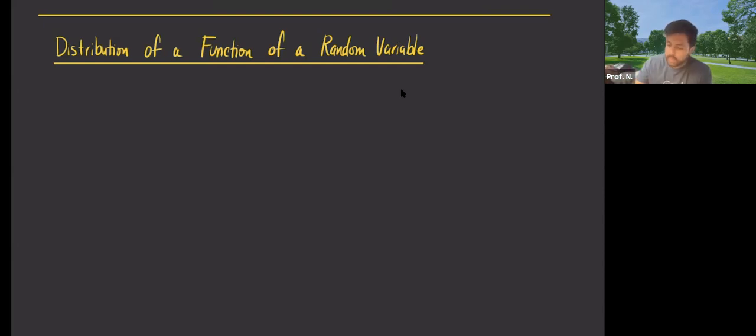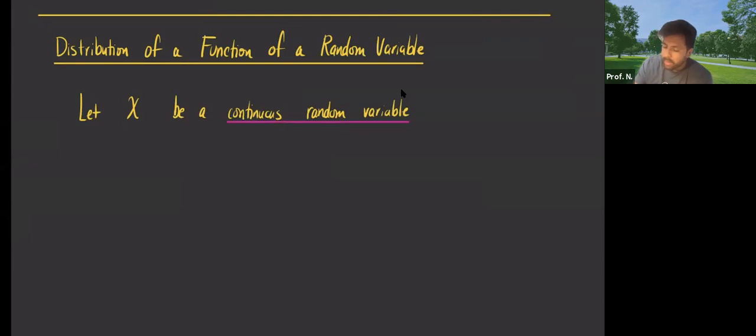So what is the idea? So the idea is, let's say this. Let x be a continuous random variable. So this is particularly for continuous, okay? Having a probability density function, so a PDF, and we're going to define it now.